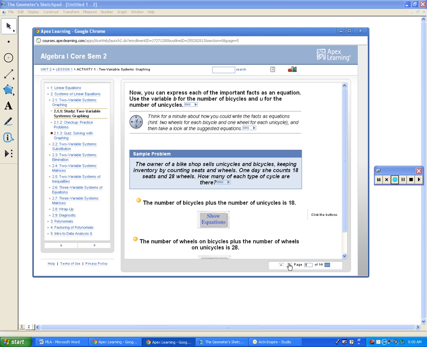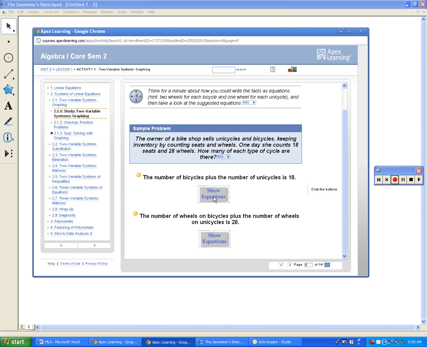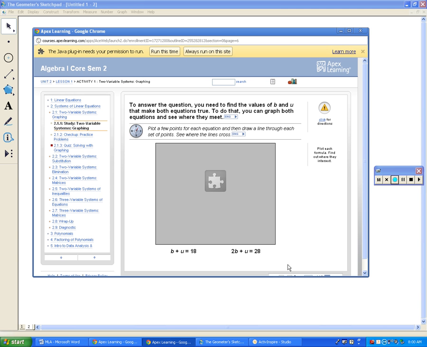And so that gives us a couple of equations that we're going to use to graph. The first one is bicycles plus unicycles equals 18, because like we said, there's 18 seats, so you have 18 of them all together. The second one is based on the number of wheels. Since each bicycle has 2 wheels and each unicycle has 1, and you've got 28 wheels altogether, that's what you have to have for that equation: 2 times the bicycles plus the unicycles equals 28. So those are the equations that we are going to graph.